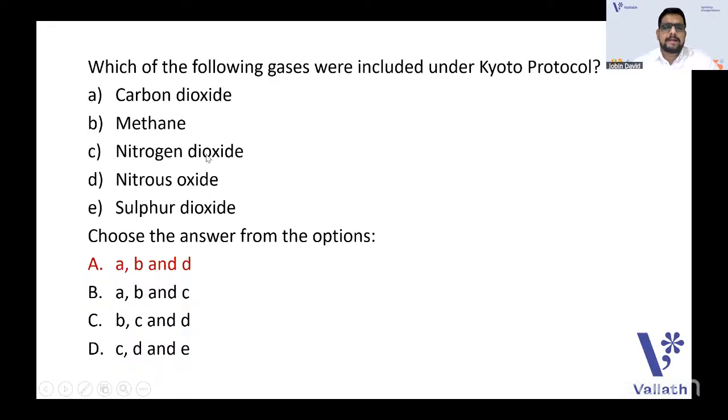It is A, B, and D. That is carbon dioxide, methane, and nitrous oxide. Clear? Fine. That is the answer. Go with the next question.